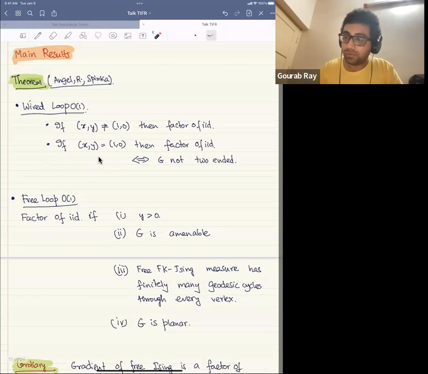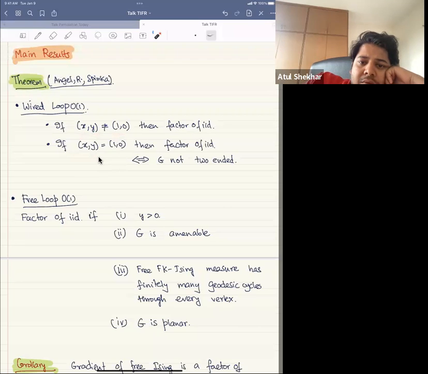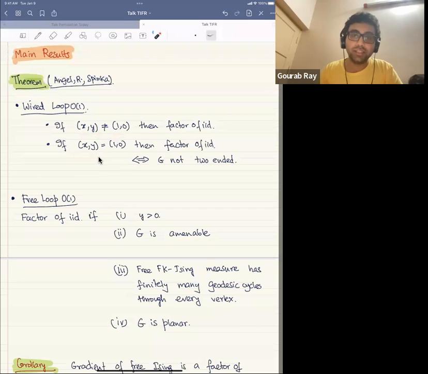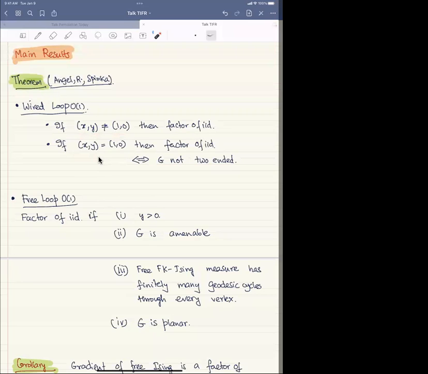So here's the theorem. In the wired case setting, we have an almost full answer. If xy is not 1 or 0, then it's a factor of IID. Now, if xy is 1 and 0, remember this means that it's really a uniform even subgraph. Y is 0 and x is 1. Then it's a factor of IID if and only if this graph G is not two-ended.